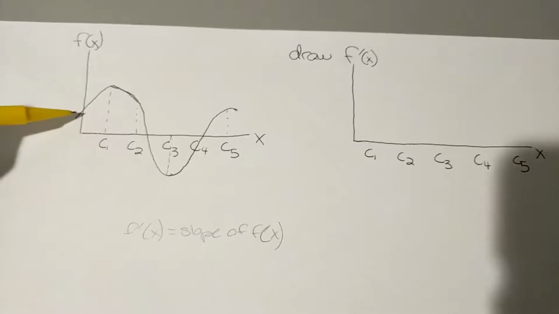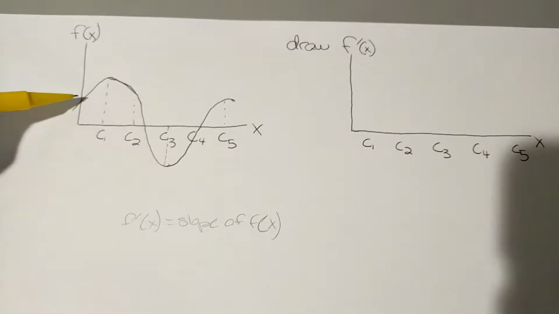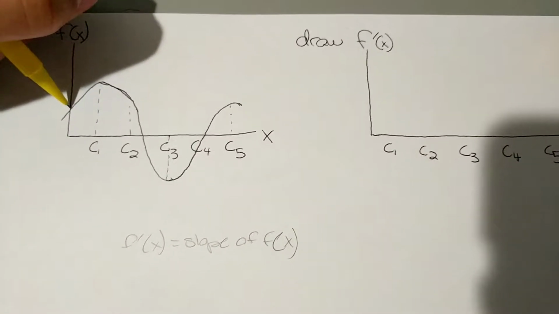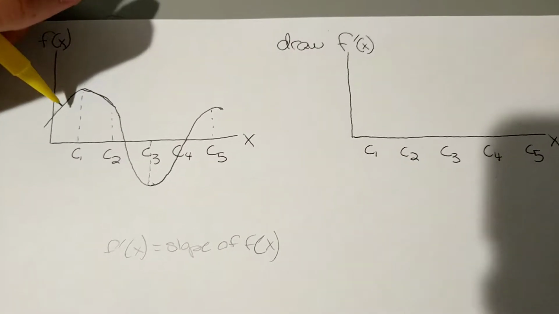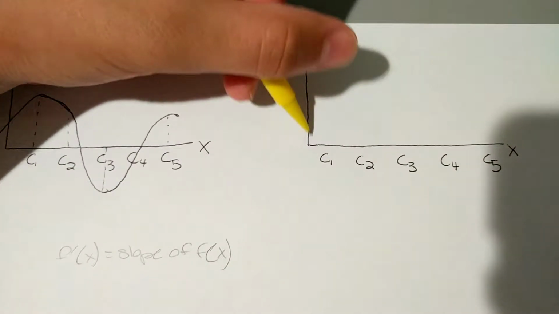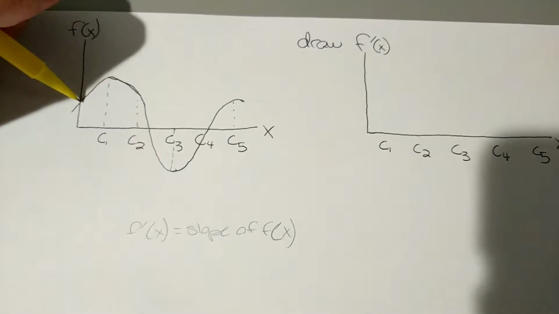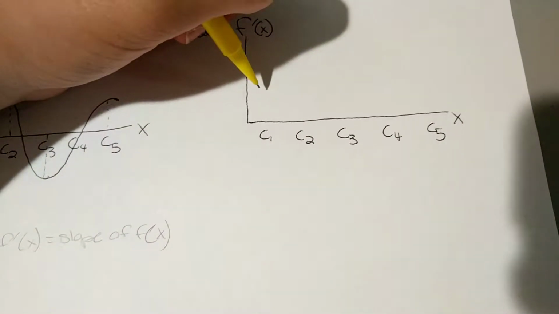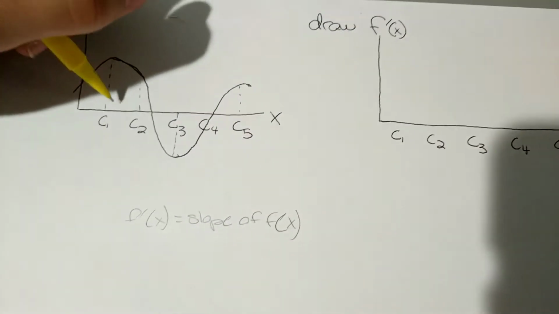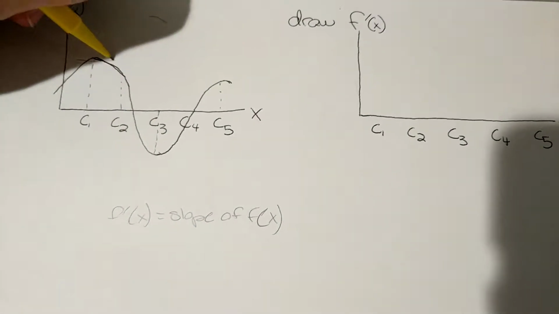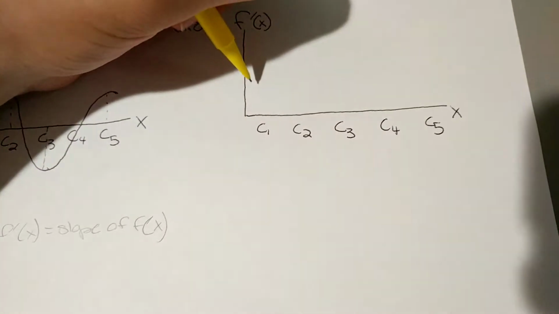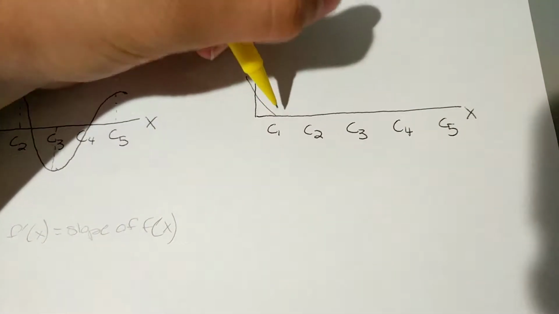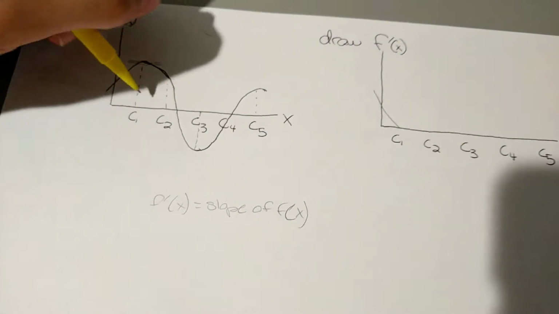So let's look between points 0 and c1. You can see that the slope is positive, so we know that it's going to be somewhere up here, but it is decreasing until it gets all the way to 0. And then at C1, we can see that the slope is horizontal, which means that the slope is 0. So the slope is going to be a little bit of a curve until at C1 it hits 0.